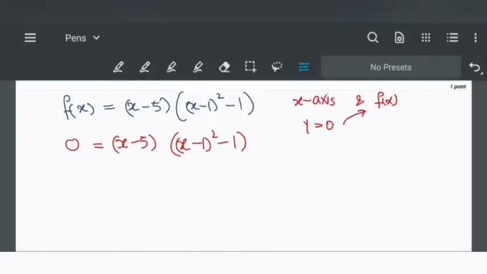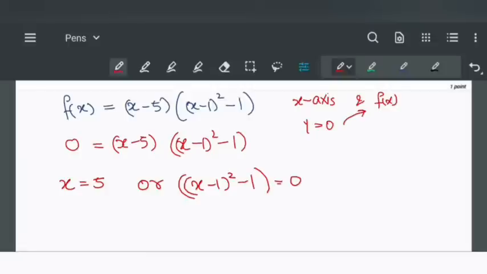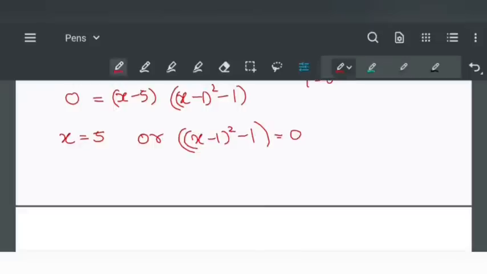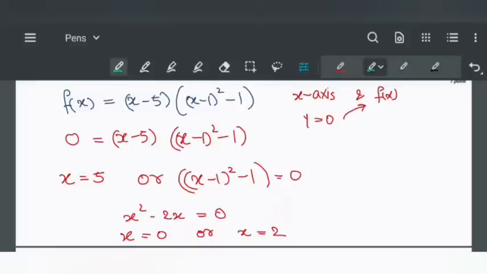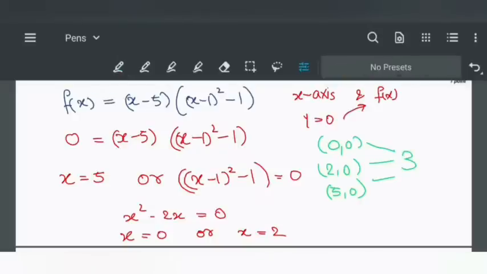This concludes that x is equal to 5, or (x minus 1) whole square minus 1 is equal to 0. On simplifying it, we would get x square minus 2x is equal to 0, which gives x is equal to 0 or x is equal to 2. So we got three coordinates which are (0, 0), (2, 0) and (5, 0). So there are three such food locations, hence your answer is 3.